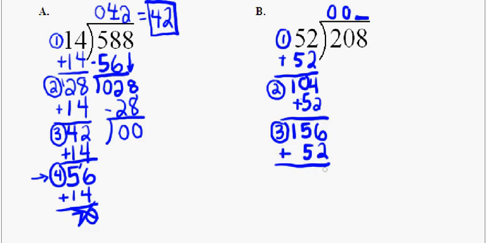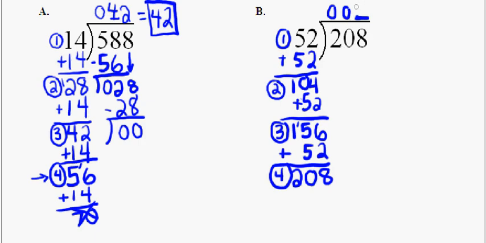Uh-oh, I think I see something. 6 plus 2 is 8. 5 plus 5 is 10. Keep the 0, bump the 1. 1 plus 1 is 2. That is our fourth multiple, and it actually ends up perfectly being divisible. So count by 52. Don't pass up 208. That's 52, 104, 156, 208.